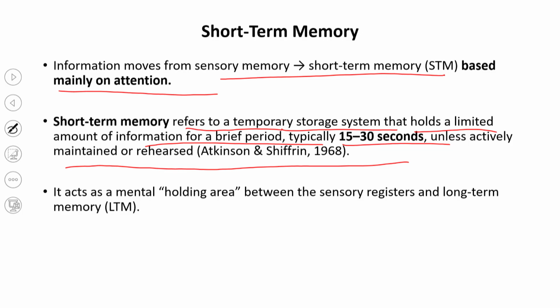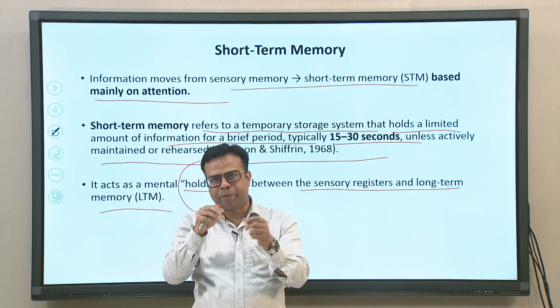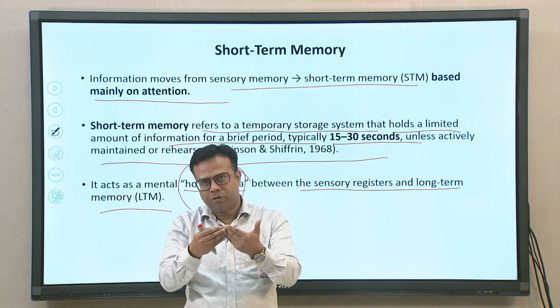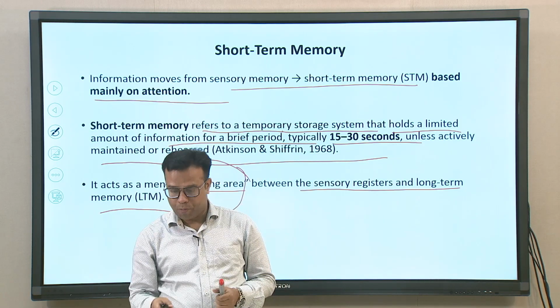So, it acts as a mental holding area. You just hold the information for enough time to process it further, to take it into long term memory, or else it will fade away. It is a kind of mental holding area between the sensory registers and the long term memory. This is an intermediate step between sensory and long term memory. Depending on how you process it, it will go to long term memory or fade away. So, that is called short term memory.